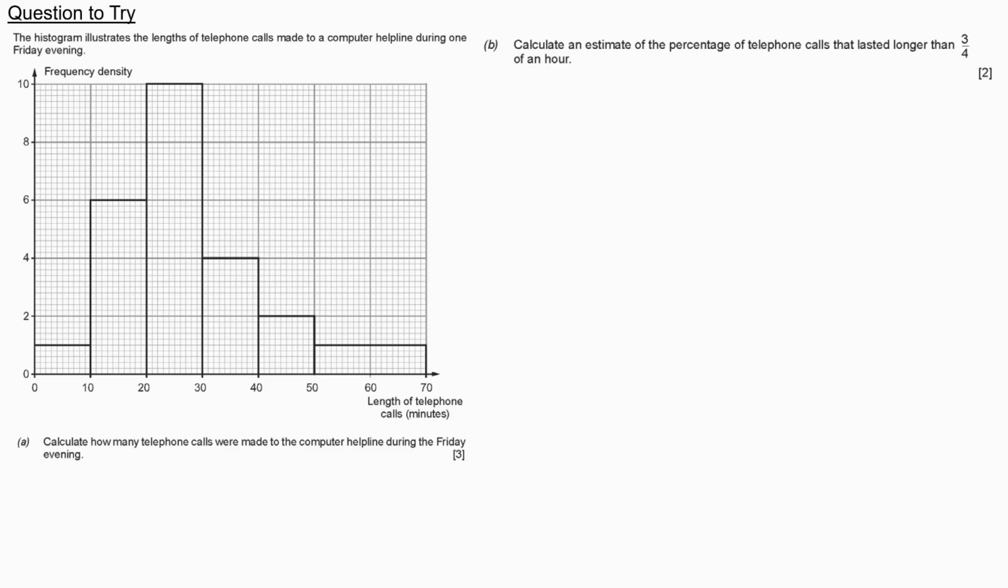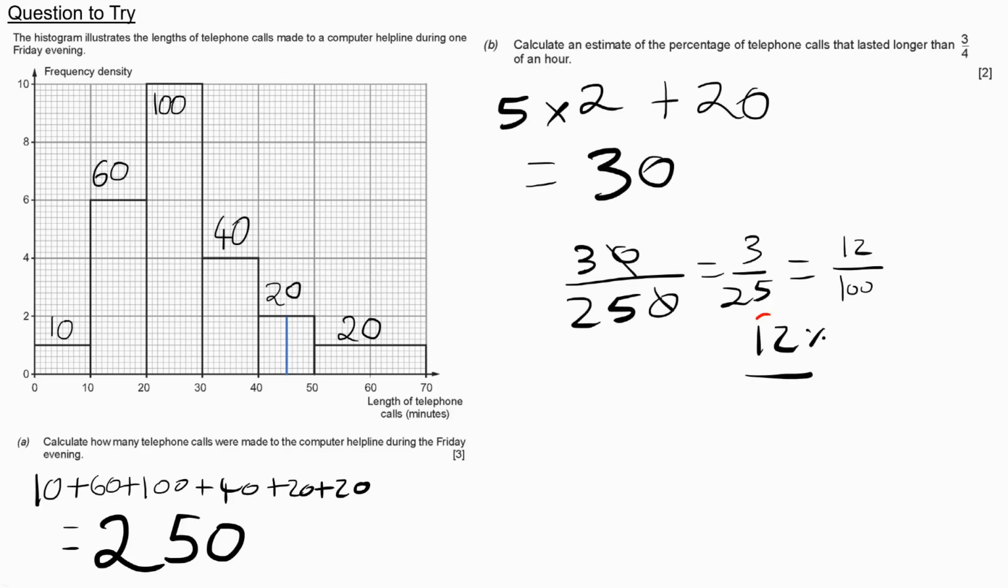Here is the answer. We should end up with 12% of phone calls lasting more than 3/4 of an hour. Remember, 3/4 of an hour is 45 minutes, so I've worked out the area under my histogram in this region here, and this is going to be, well, here we can see a class width of 5, frequency density of 2, 5 times 2 is 10, and you can just see it's half of that bar, so it's obviously 10. And then there's 20 people between 50 and 70 minutes. We add them up to get 30, and 30 out of 250 is 12%.